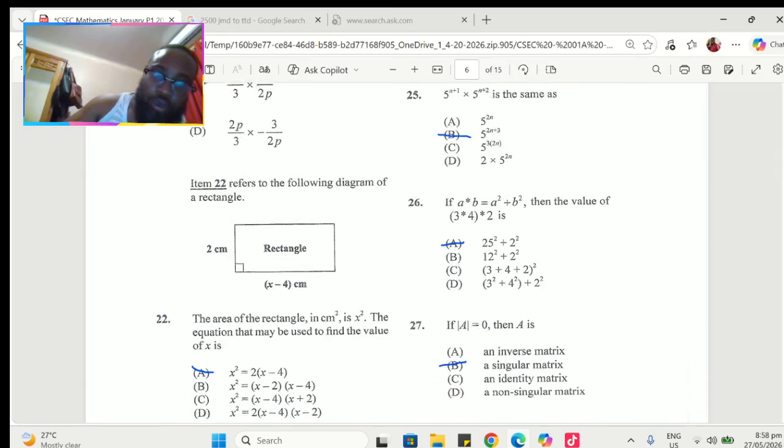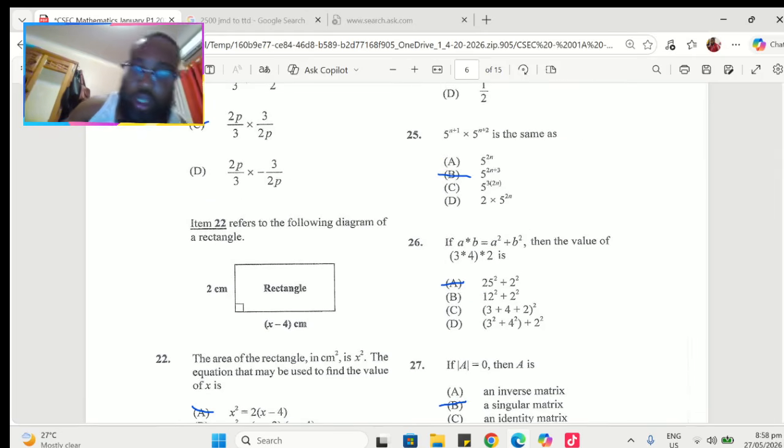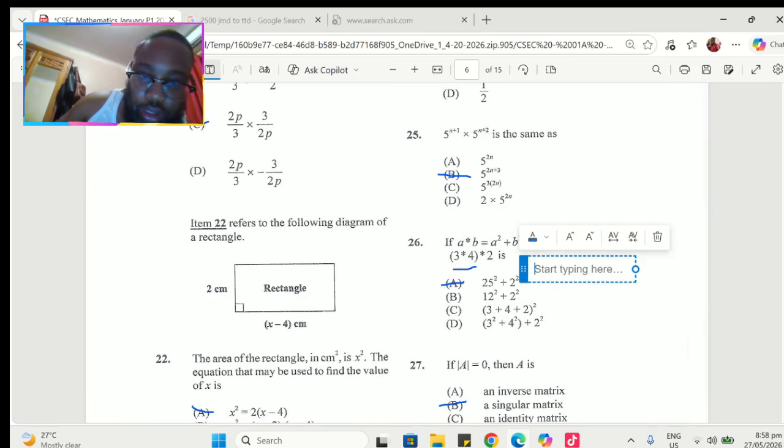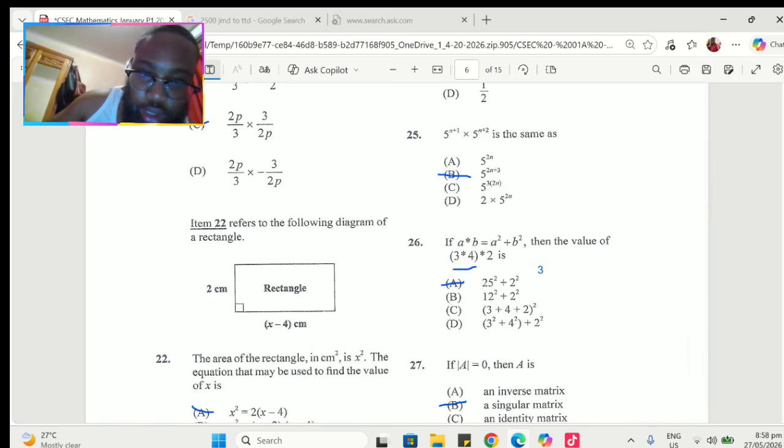Somebody asked me to go over 26, please. Sure. So they said a star b is equal to a squared plus b squared. So they asked what 3 star 4 in brackets star 2 means. So I have to do the brackets first. 3 star 4 means 3 squared.